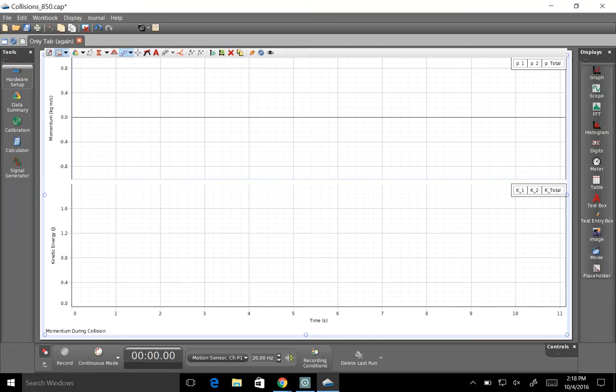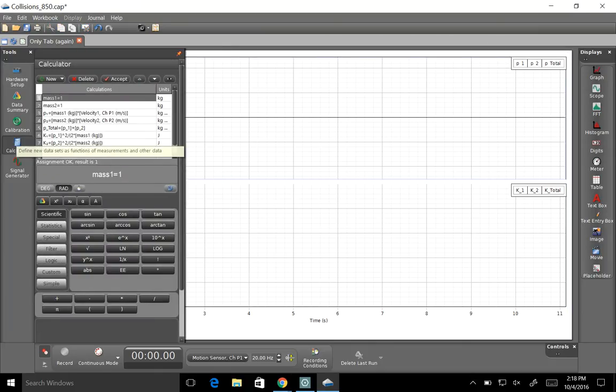You need to put the masses of the carts into the computer because it's doing the calculations for you. It has to have the right number for mass. So to do that, you click on calculator. You have all the variables. So for mass 1, I put in a number here.